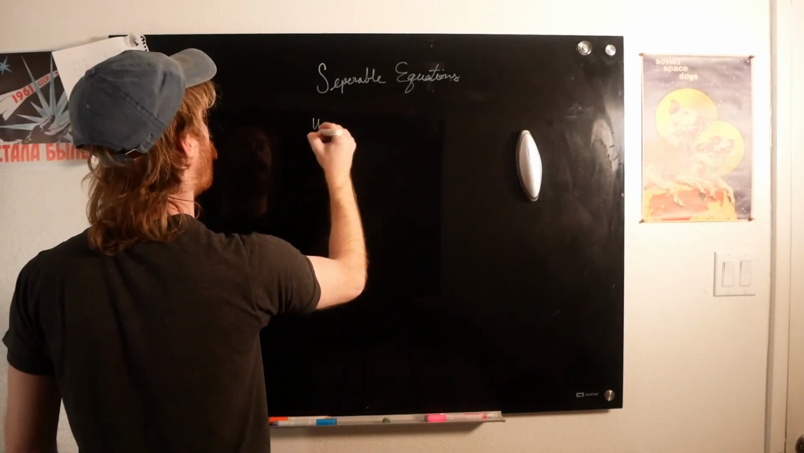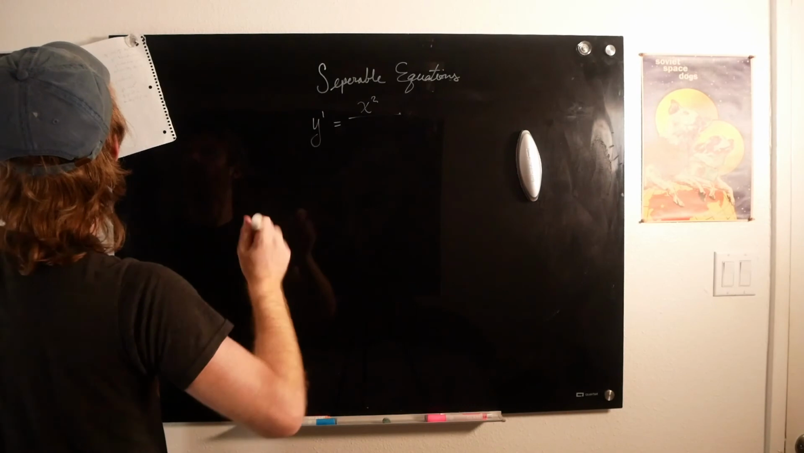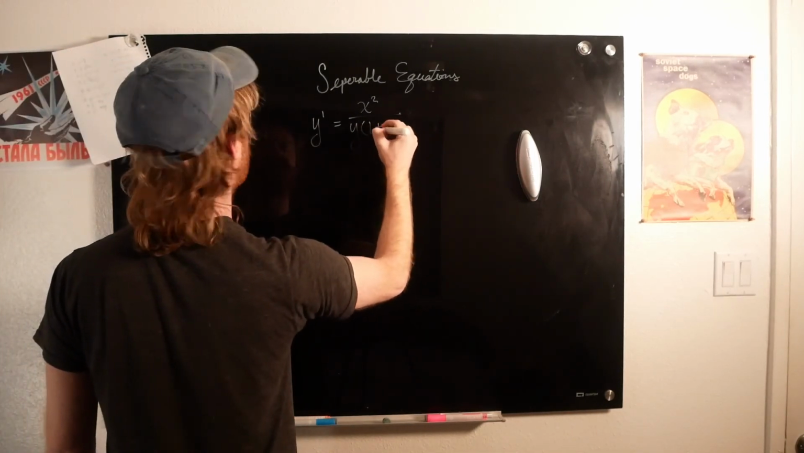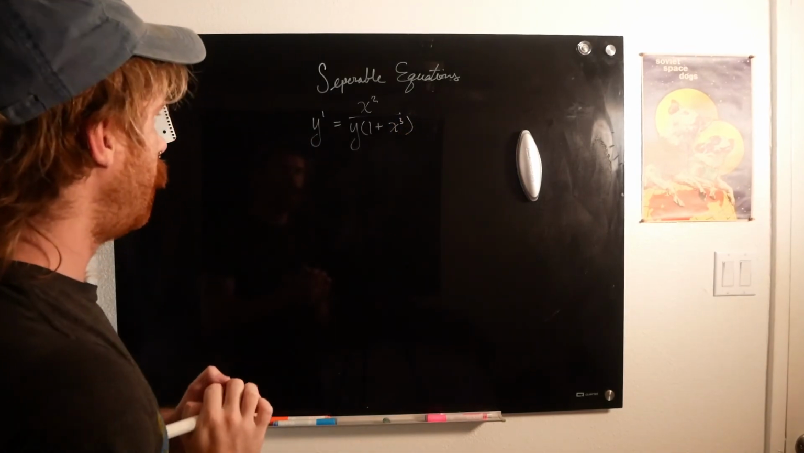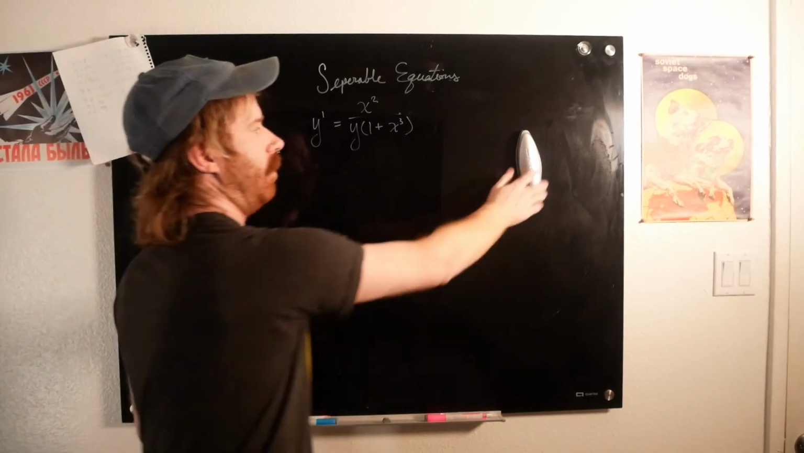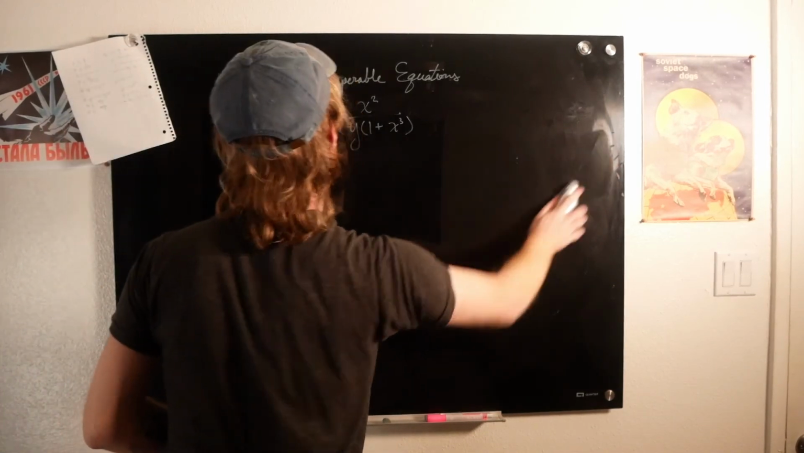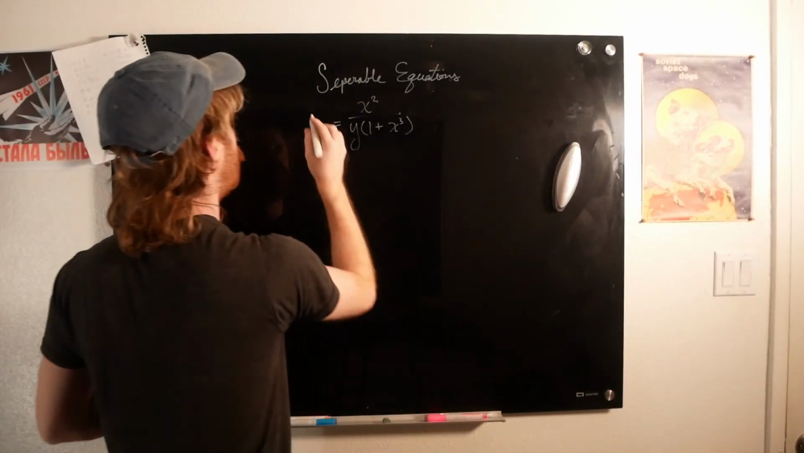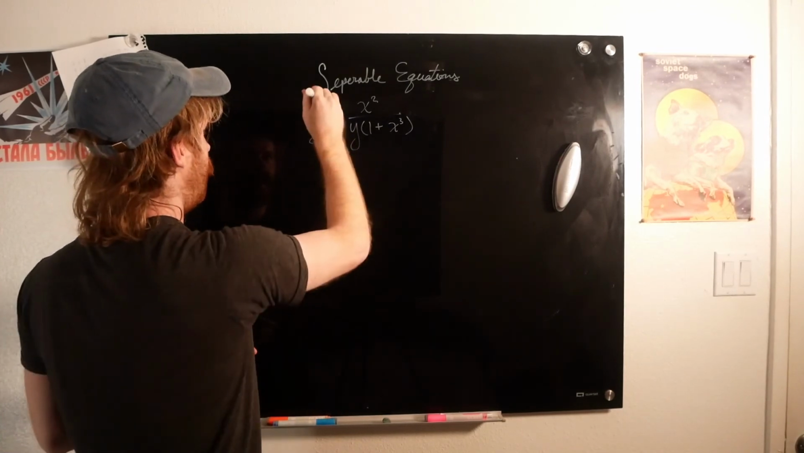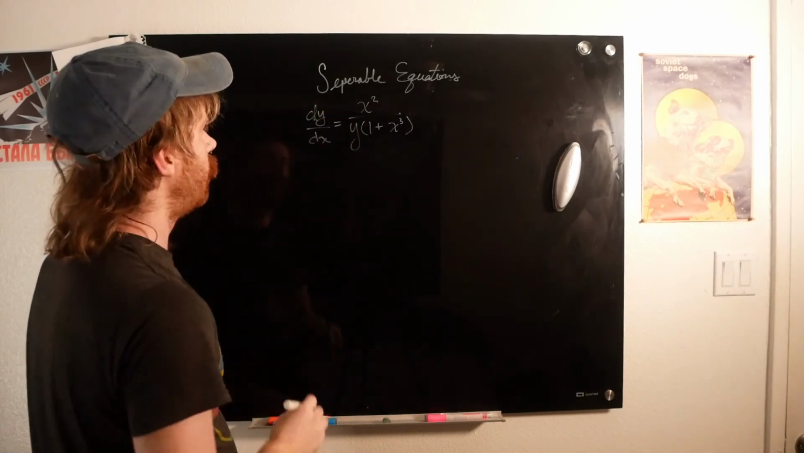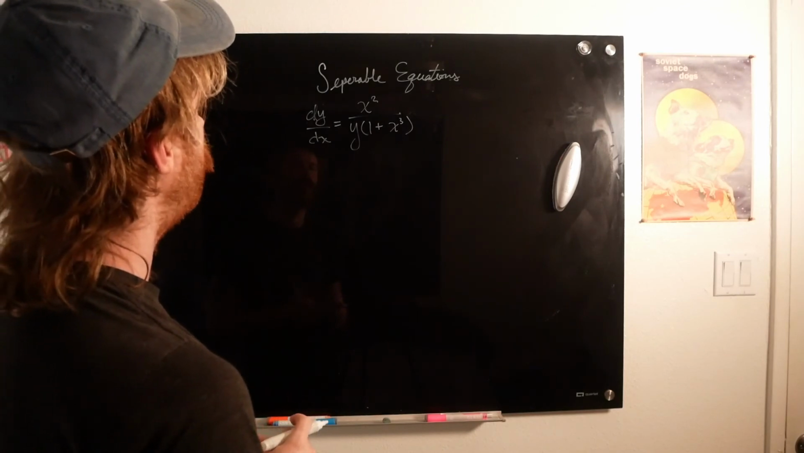So y prime equals x squared over y times 1 plus x cubed. If you'd like to pause the video and try and work it out by yourself, it's totally fine, or you can work it with me, either way. So let's start by changing this to dy over dx. So we have dy over dx equals x squared over y times 1 plus x cubed.